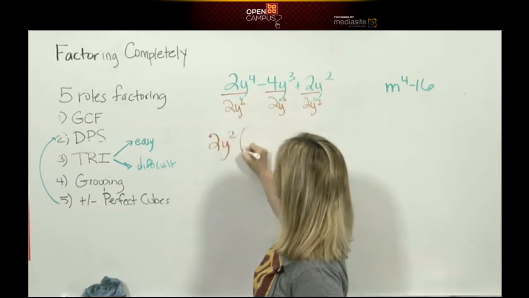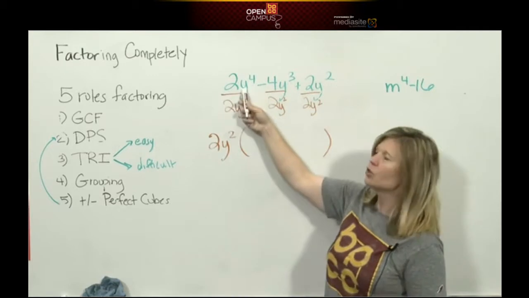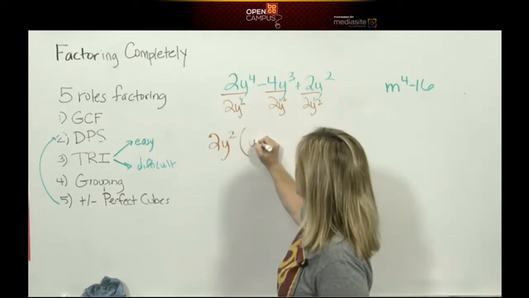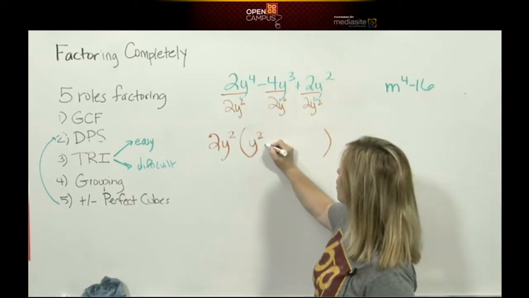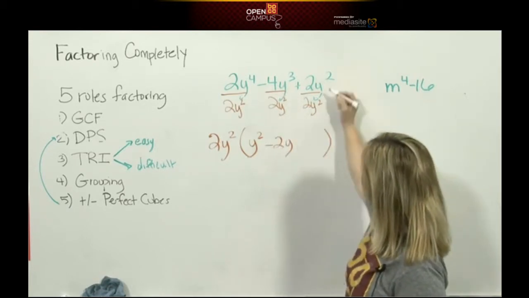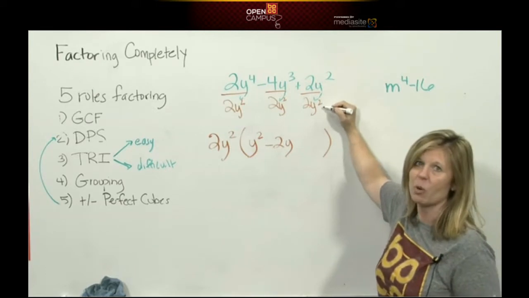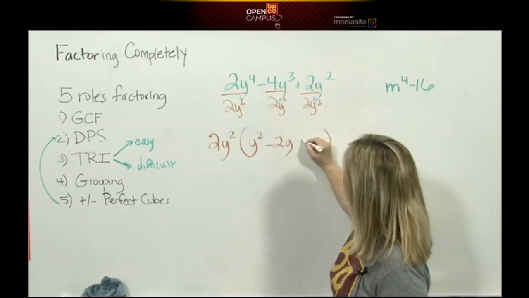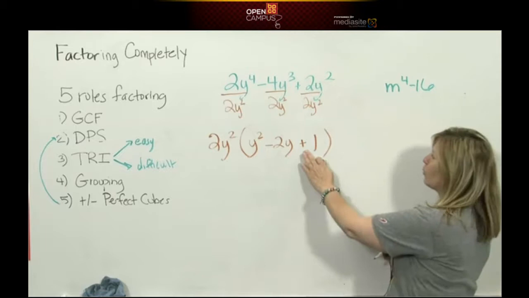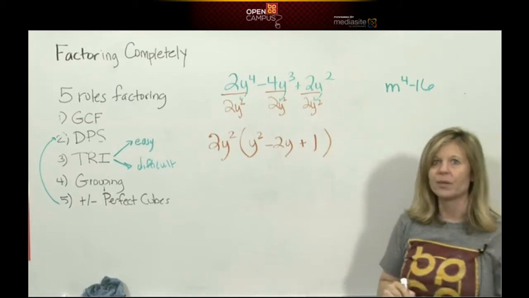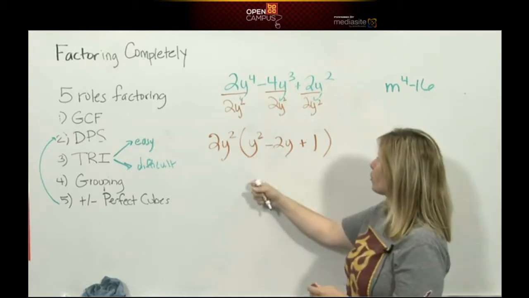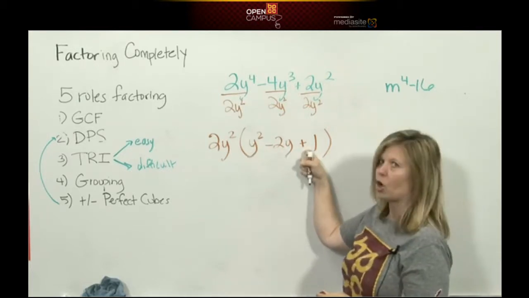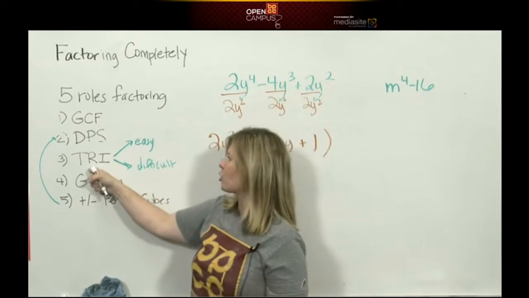We take that out, and we say what's left. 2y to the 4th divided by 2y squared is y squared. Negative 4y cubed divided by 2y squared is negative 2y. 2y squared divided by 2y squared, a term divided by itself, is 1. We need to write that 1 because it's connected by addition. Now, here's the problem. You're not done factoring. Inside your parentheses, you have 1, 2, 3 terms. 3 terms is called a trinomial.